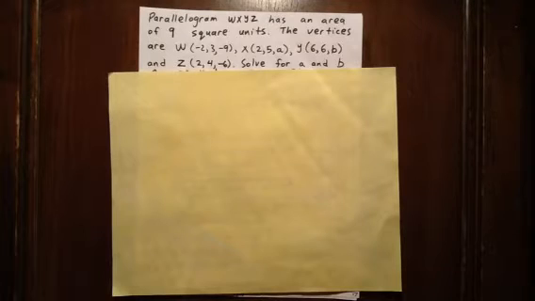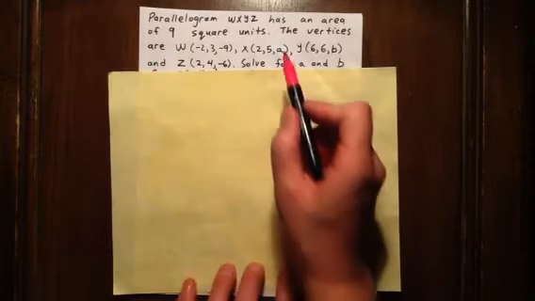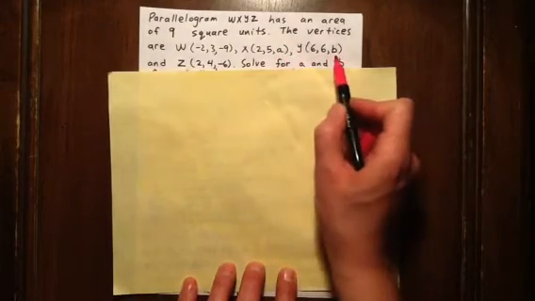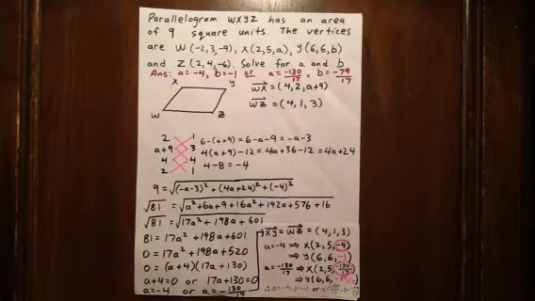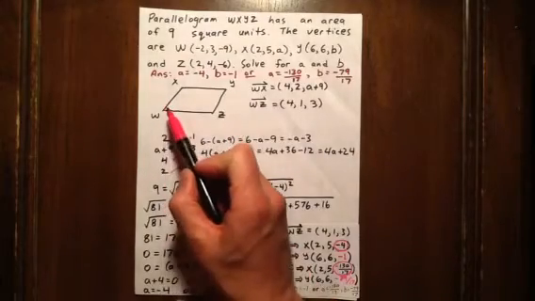Okay, this next question is a real thinker. We've got parallelogram WXYZ, and it has an area of 9 square units with vertices shown. And we need to figure out the value of A and the value of B. Okay, well, we have our answers given there. But let's see how we go about doing that.